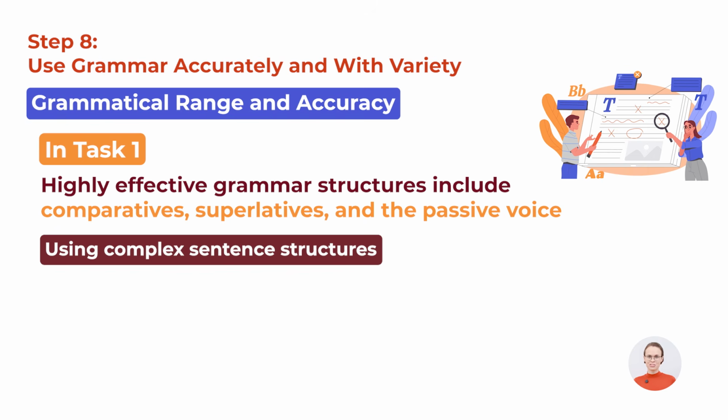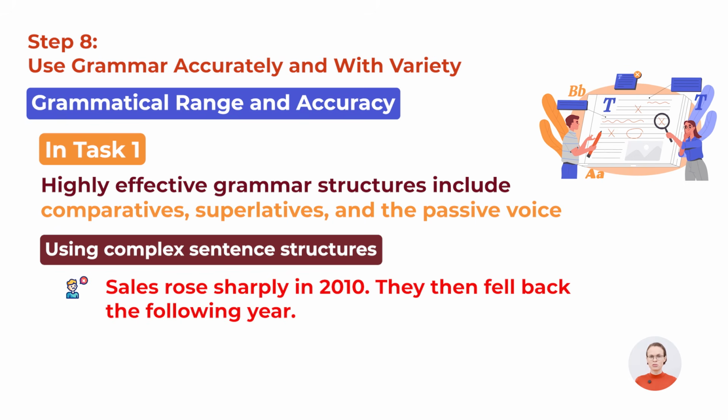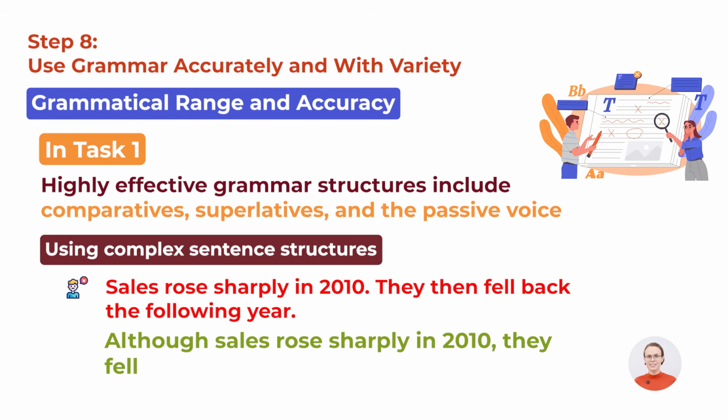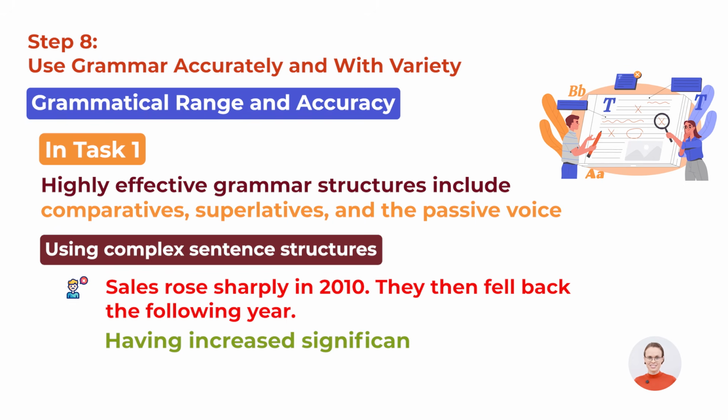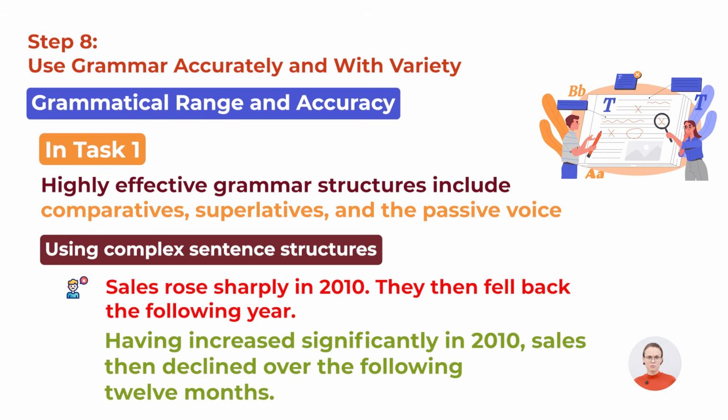Using complex sentence structures also helps your grammar score. Instead of writing 2 short sentences, try combining them. For example, don't write sales rose sharply in 2010. They then fell back the following year. Instead, write, although sales rose sharply in 2010, they fell back the following year. Or, having increased significantly in 2010, sales then declined over the following 12 months. These structures show that you can use a variety of grammar accurately.